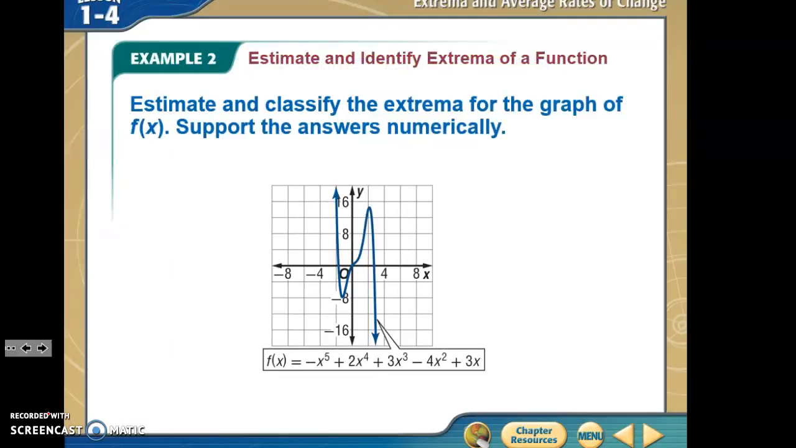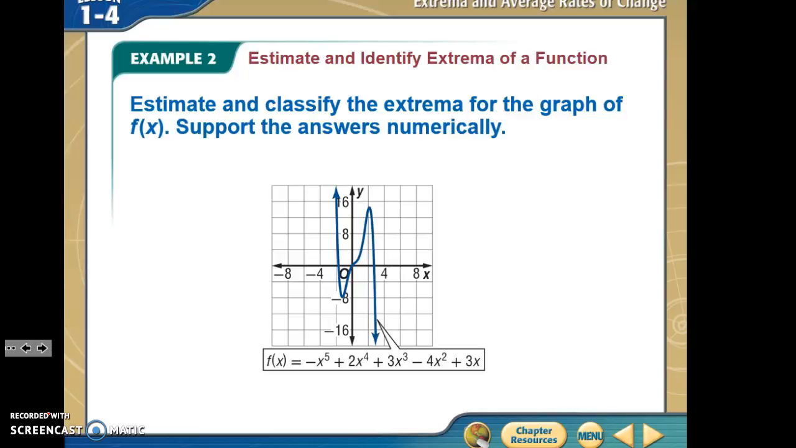All right, so we're going to estimate and identify extrema of a function. So what are the maximum points on our graph? So just like on this graph, what are the highest points, not including the infinities? Oh, it's a 16. So I was like, why 3?